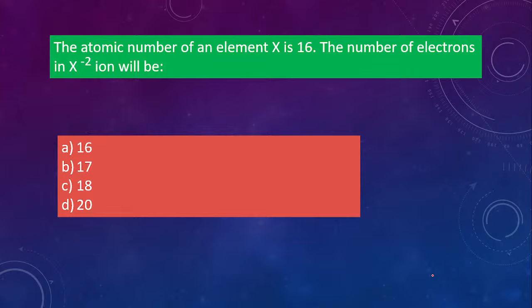Atomic number is given as 16. That means the number of electrons is also 16. Now we have to say how many electrons are present in the X2- ion. Someone is going for option A, 16. 2- means what? Because it has become an anion, sorry, minus means you are gaining electrons. So two extra electrons it is gaining. So will it be 16 or anything else?